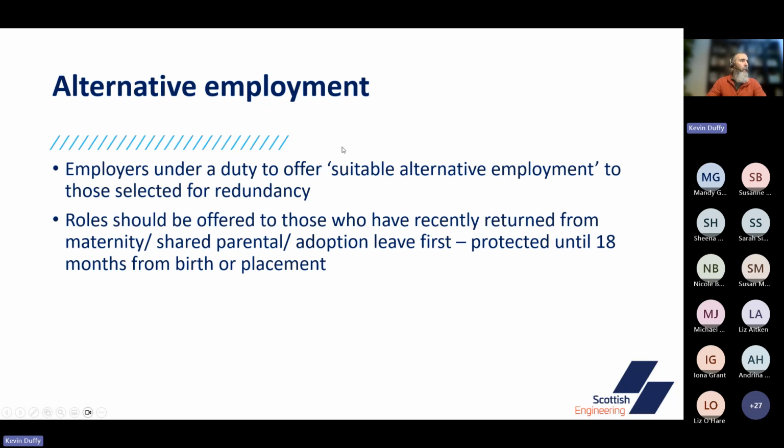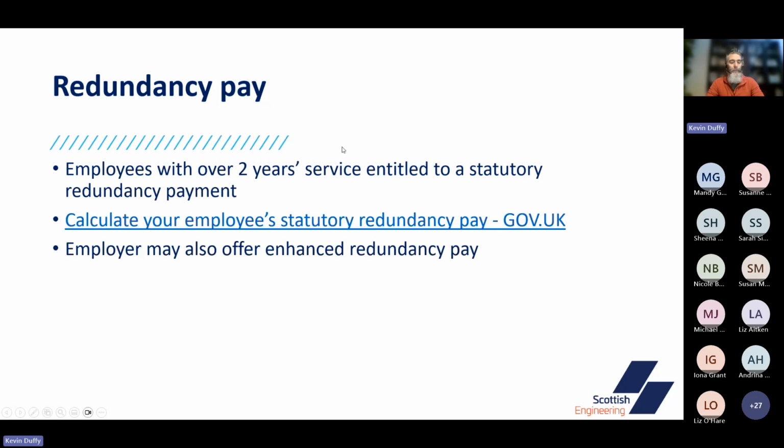So moving on. Redundancy pay. There are a number of different payments that go to employees who are made redundant. Number one, if they have over 2 years service, then they get a statutory redundancy payment. And that is worked out on a number of different factors: age, length of service, and their wage. And you can calculate it via that link there in the redundancy payment calculator.